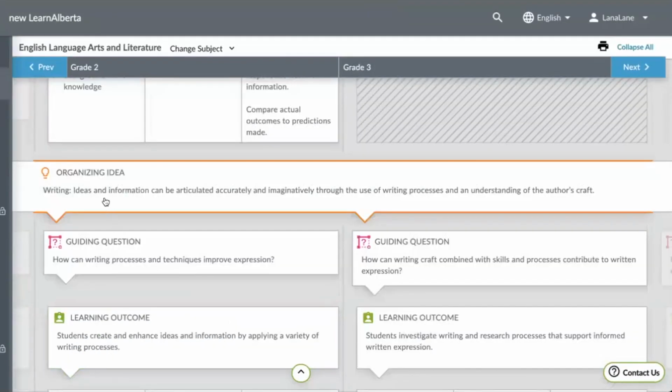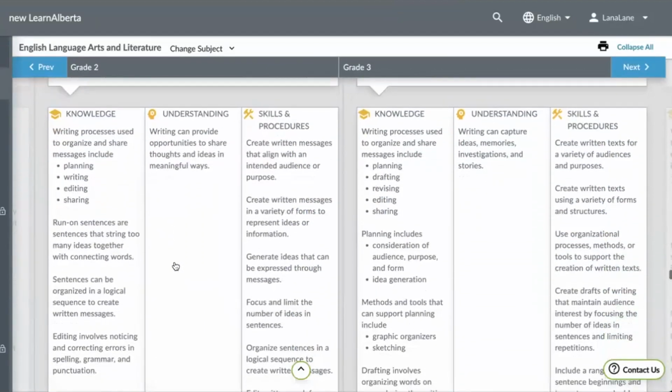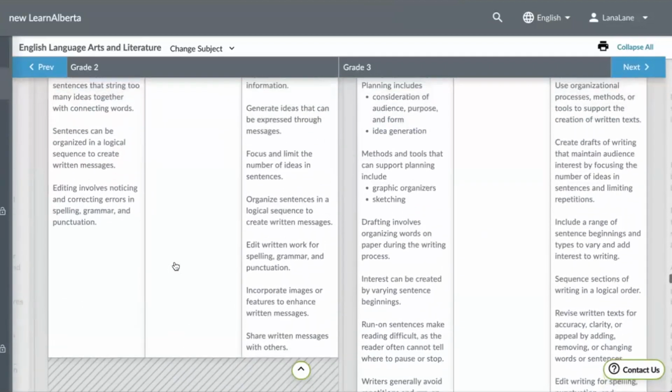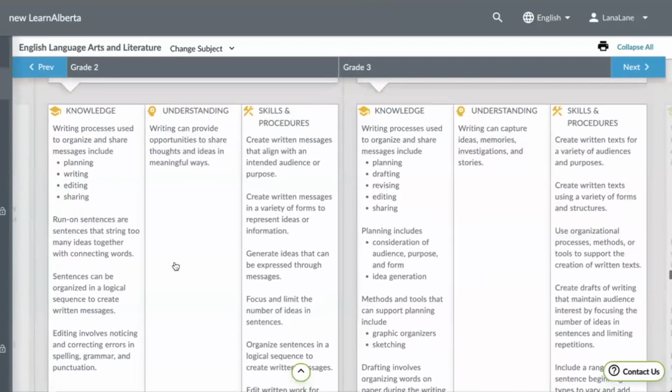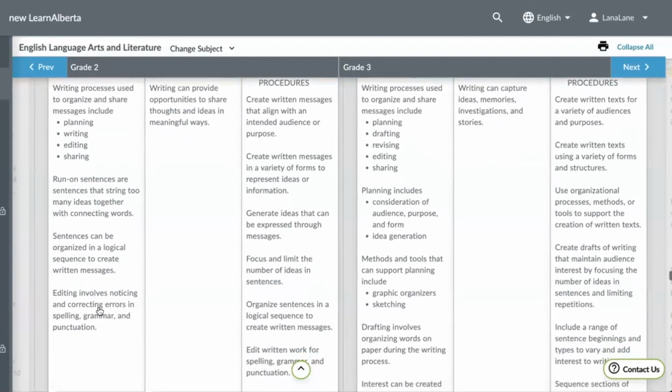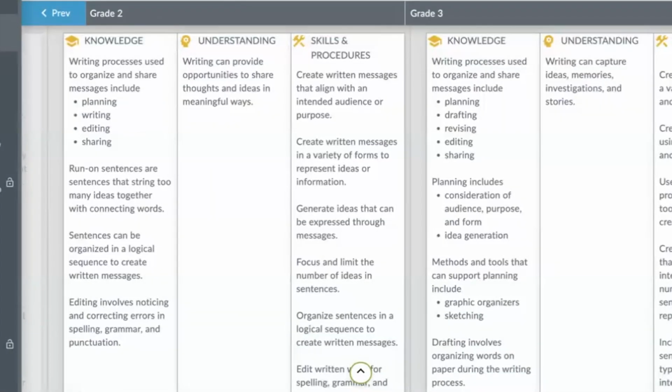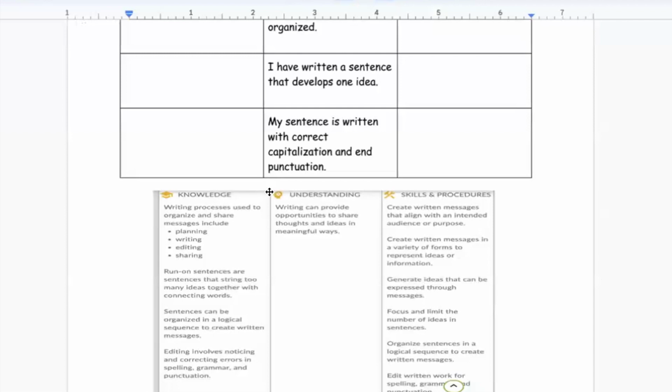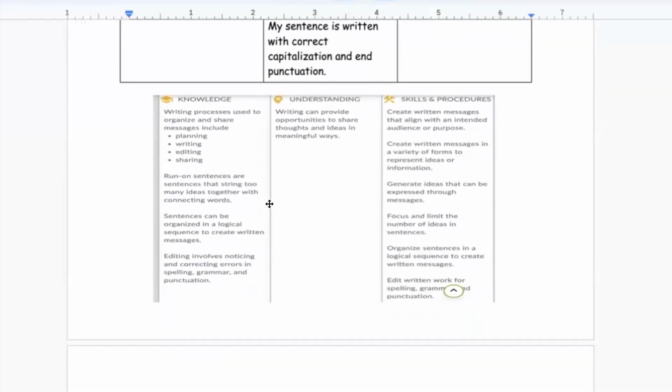And here is that organizing idea that you saw written on our rubric. And then scrolling down, the area that we really wanted to focus on was this one. So the sentence writing. What is it that students need to know in grade 2? And what are the pieces that we need to assess? So this is the area that we screenshotted, which then became this piece on our 1-point rubric.